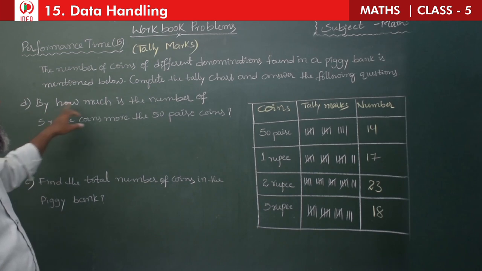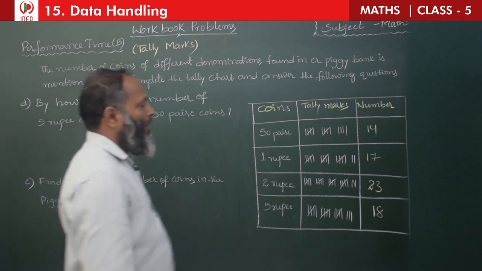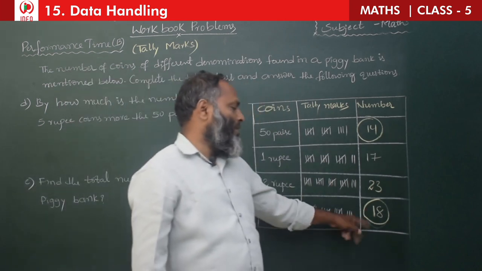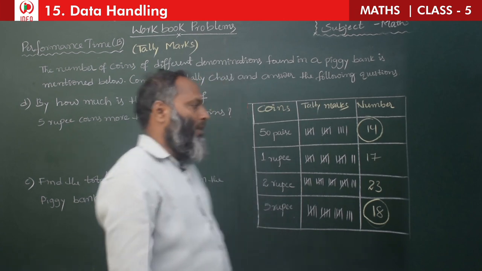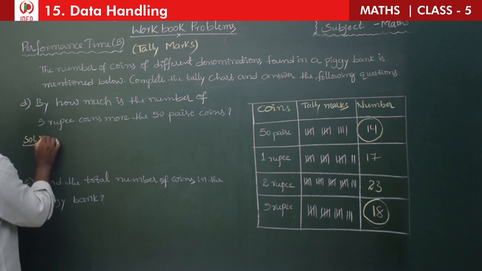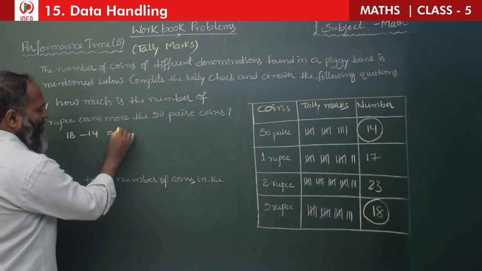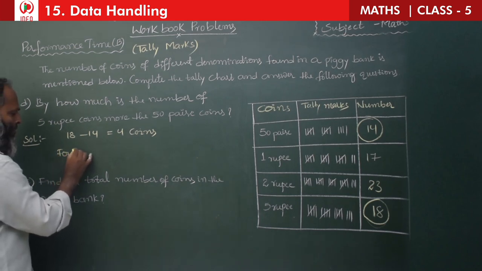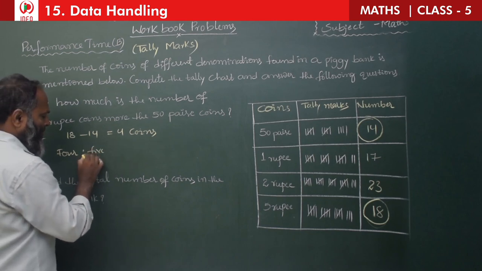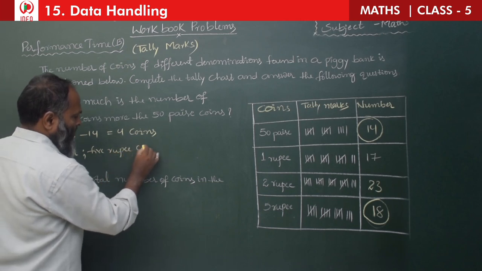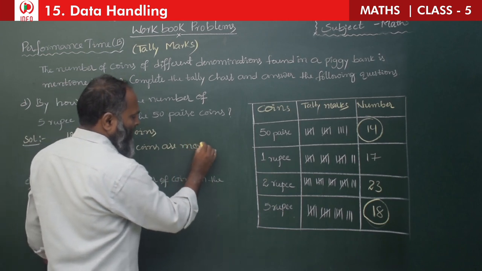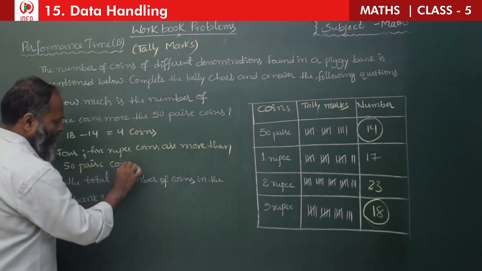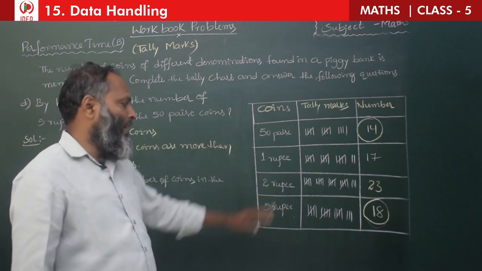Next, by how much is the number of 5 rupee coins more than 50 paisa? First you check 5 rupee coins and 50 paisa coins. He is asking how many coins more, so we should subtract. 5 rupee coins are 18, 50 paisa coins 14. 18 minus 14 is 4 coins. So how many is he asking? That is 4.